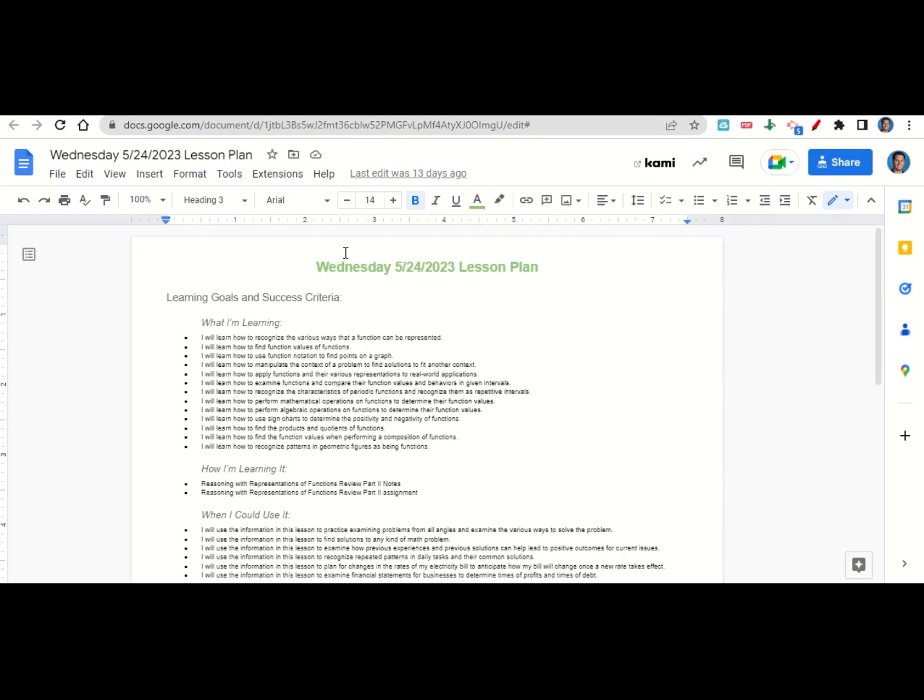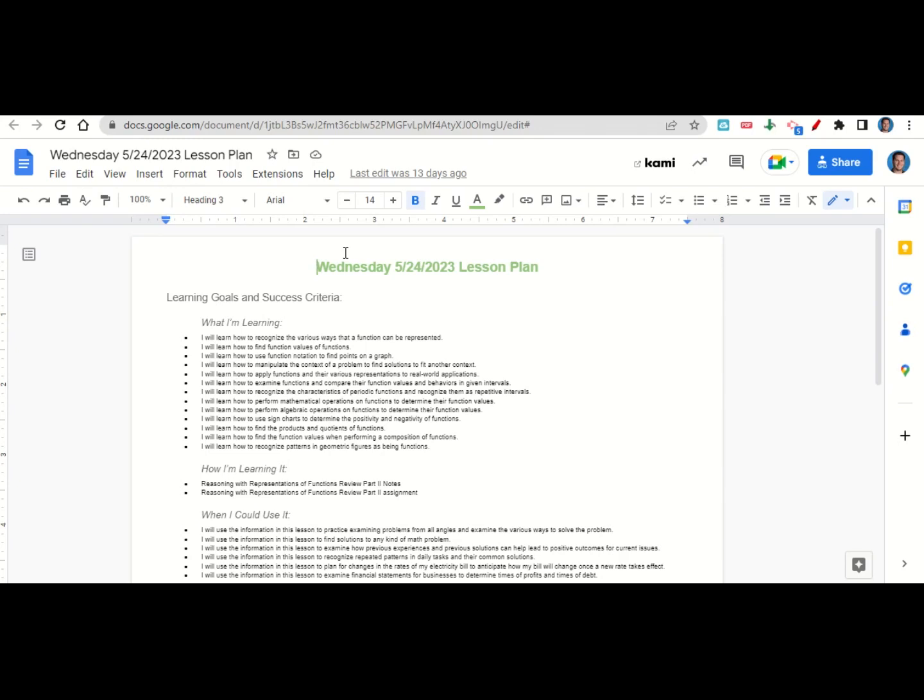and recognize them as repetitive intervals, how to perform mathematical operations on functions to determine their function values, how to perform algebraic operations on functions to determine their function values, how to use sign charts to determine the positivity and negativity of functions, how to find the product and quotients of functions, how to find the function values when performing a composition of functions, and how to recognize patterns in geometric figures as being functions.